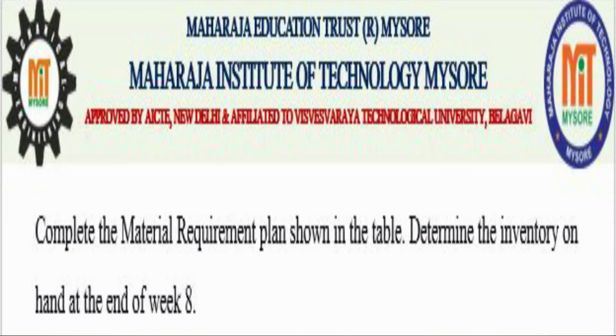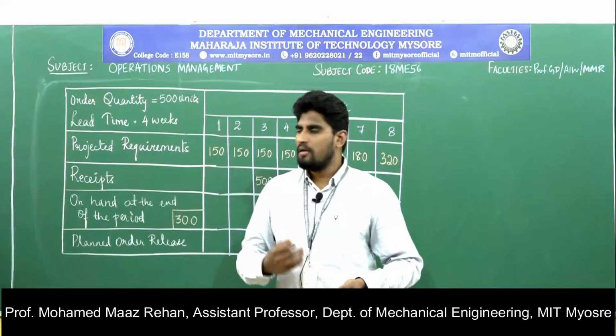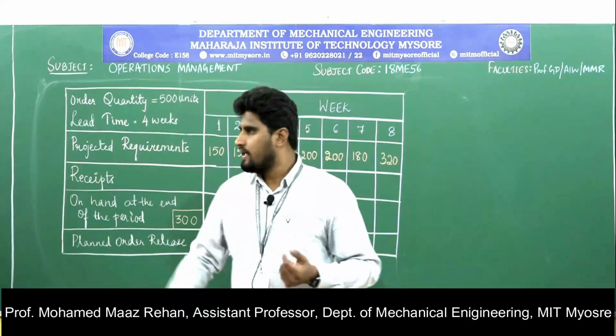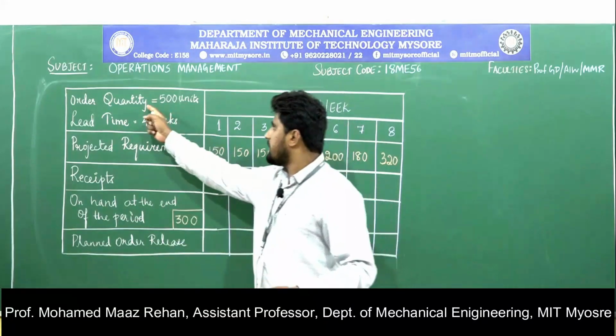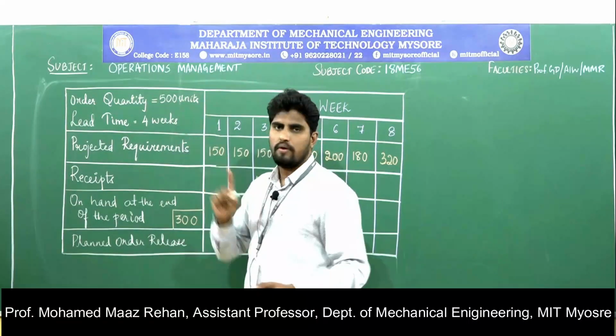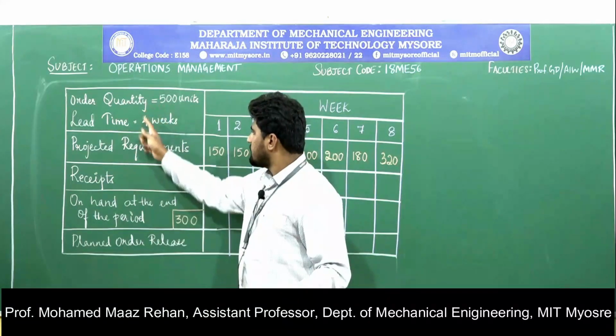Complete the material requirement plan shown below and find the amount of inventory on hand at the end of week 8. We shall solve one more problem where they have not given safety stock. So in similar lines, we need to solve this problem. The order quantity they have given us is 500 units. So whenever you place an order, you are going to receive 500 units.